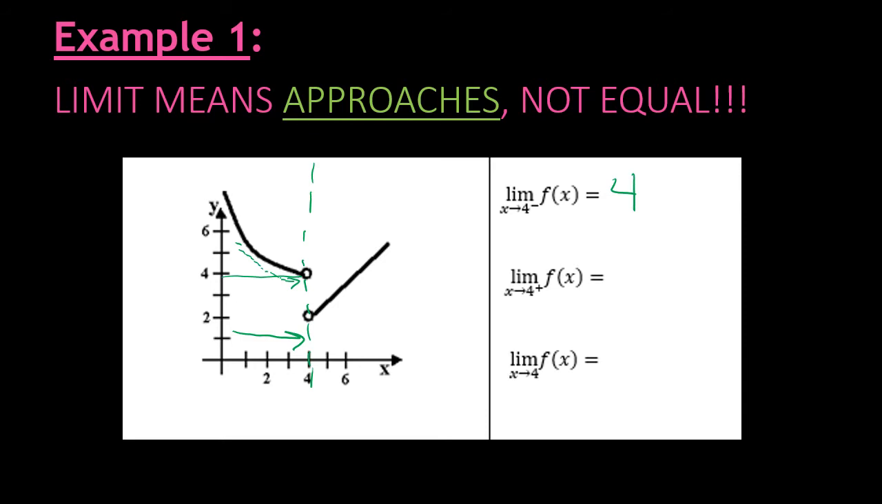When I come in from the right, I'm coming in now from this direction. So when I come in from the right, I'm coming down this graph. And if I look, I'm approaching a y value of 2. As I look at the limit as we come in from the left and the limit as we come in from the right, they are different. Therefore, the overall limit as x approaches 4 does not exist.